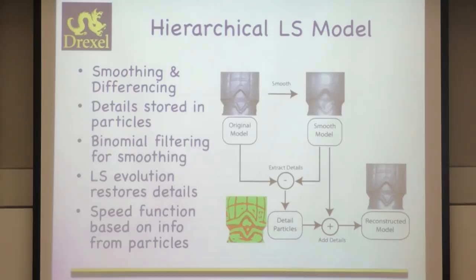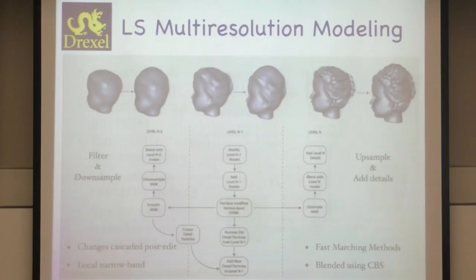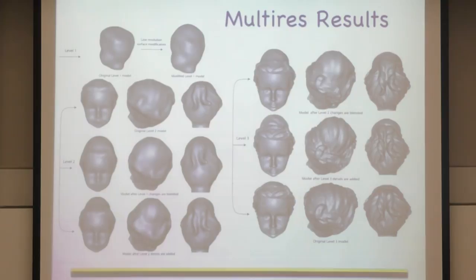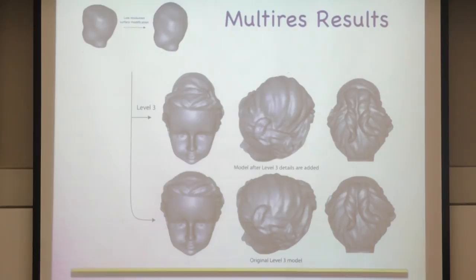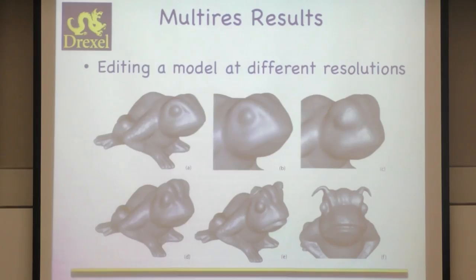It's a level set evolution that restores the details. Because we wanted to do multi-resolution modeling, right? So the idea is that you have different resolutions of your model, and you do an edit at a lower resolution. That lower resolution edit propagates, and this is the punchline, through the multi-res hierarchy, and it ends up at the high-res model with all the appropriate high-frequency details. Very similar idea.